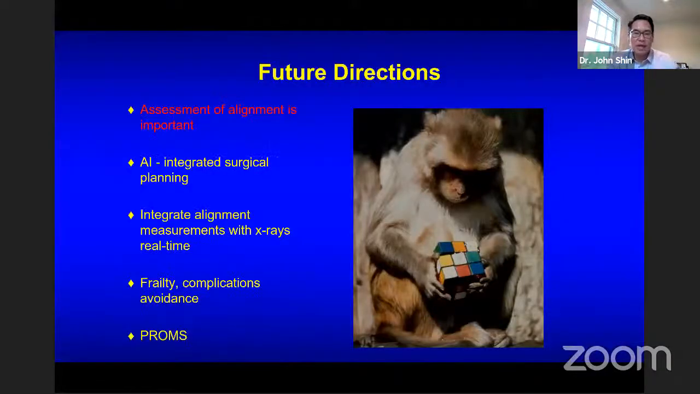And so assessment of alignment is important. Now we're working on using artificial intelligence integrated surgical planning tools. Integrate alignment with x-rays real time. And again, I can't emphasize enough, it's complications avoidance, understanding the frailty, studying the frailty, thinking about the medical surgical potential complications, the invasiveness of surgery and patient reported outcomes.